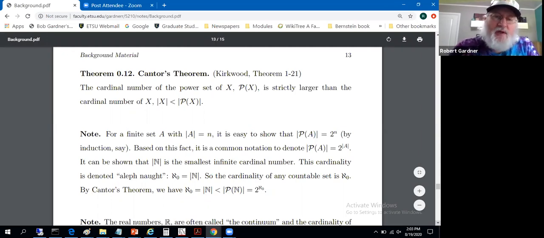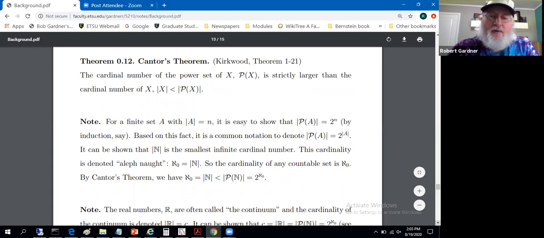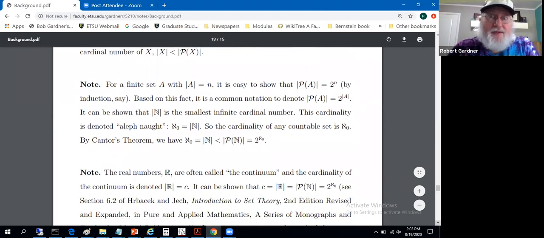This stuff is really baby set theory. And maybe not so babyish, but this idea of cardinal numbers falls in the realm of set theory. There are readable senior level books on set theory out there. Sadly, ETSU doesn't have a set theory class.